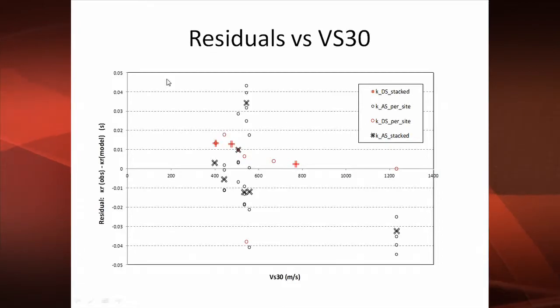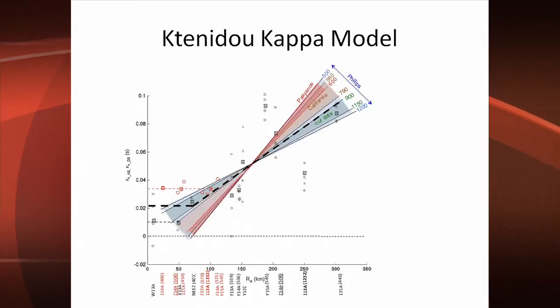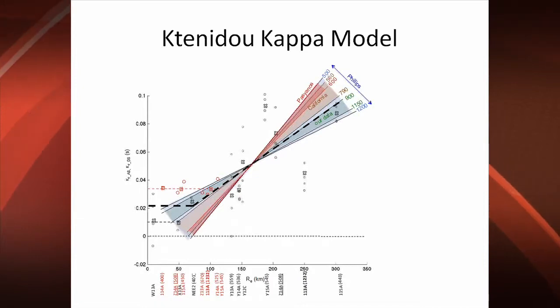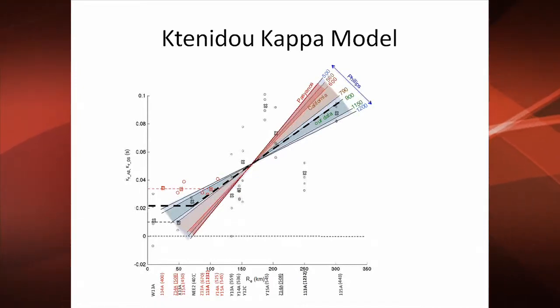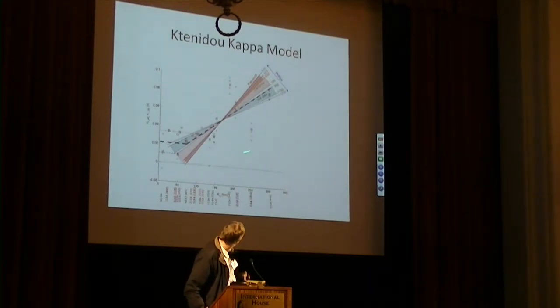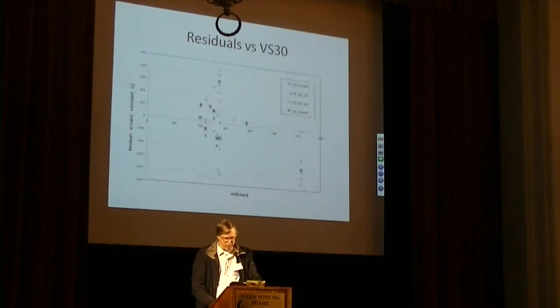So with this model, the one rock site has a kappa value that's not consistent with that model, right? There's a large negative residual there for the kappa. This is the kappa at distance, so that's not the uncertainty in kappa 0, but what's happening out at these larger distances.